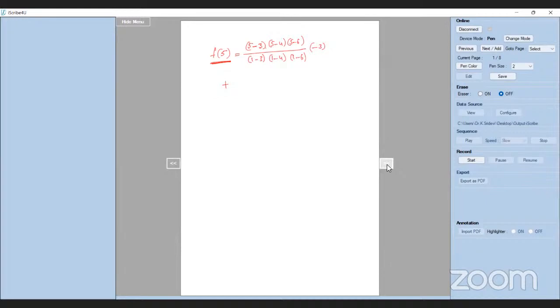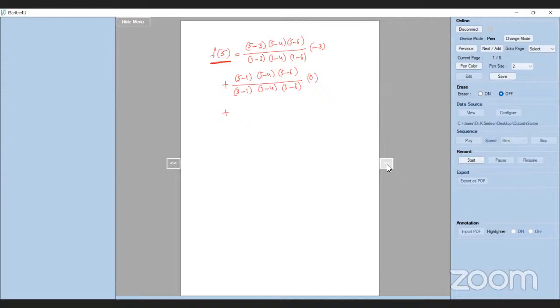Second term: x minus x0, 5 minus 1; x minus x2, 5 minus 4; x minus x3, 5 minus 6, divided by x1 minus x0. What is x1? 3. So 3 minus 1, 3 minus 4, 3 minus 6. The f of x1 value is 0.